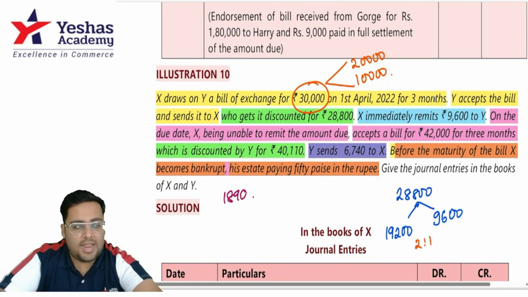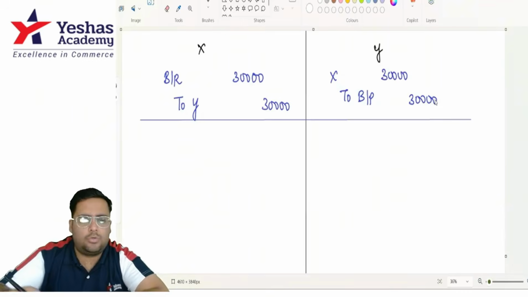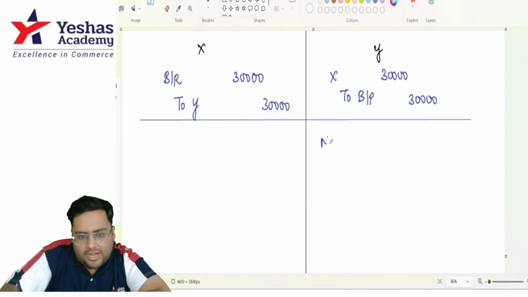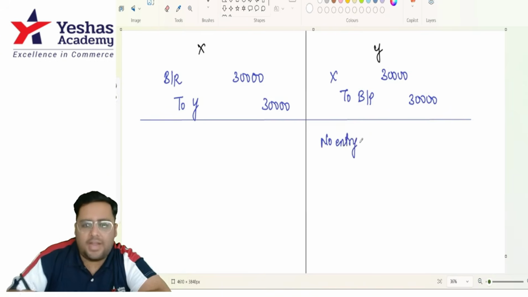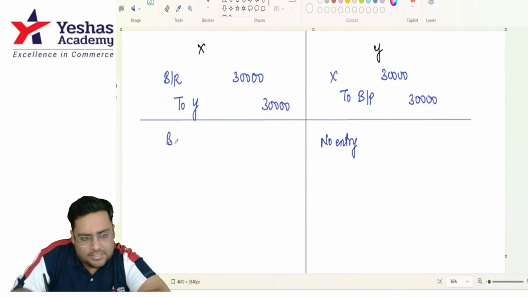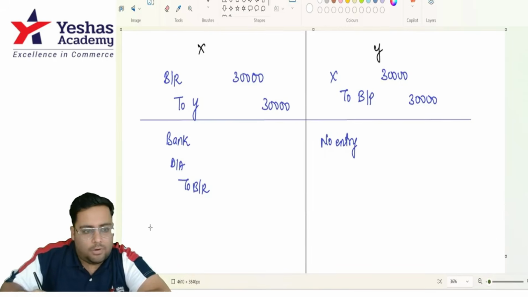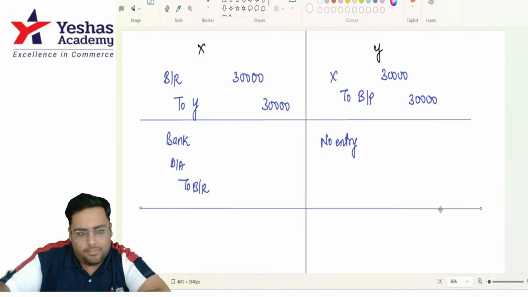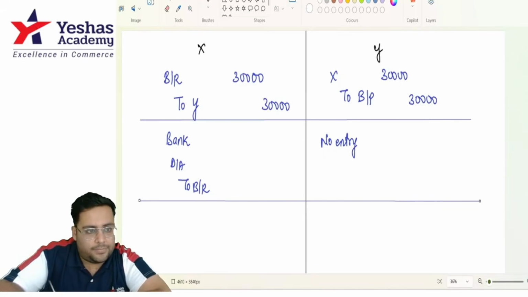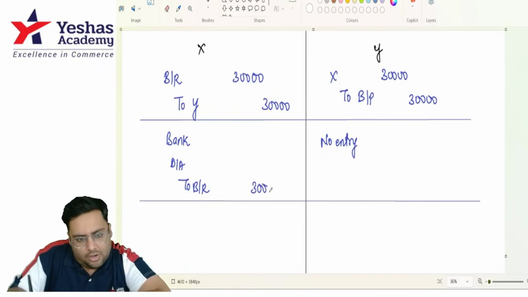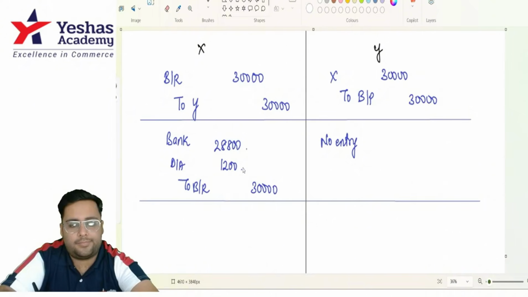30,000 minus 28,800. 1,200 is your discount. At this point of time, there will be no entry in the books of Y. In the books of X, what entry should I pass? Bank account debit, discount allowed account debit to bill receivable account. What was the value of the bill receivable? Value of the bill receivable was 30,000. Your amount received in your bank is 28,800. So your discount automatically is 1,200.